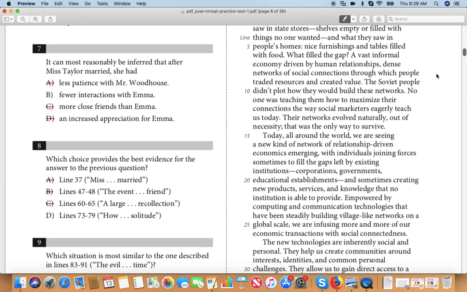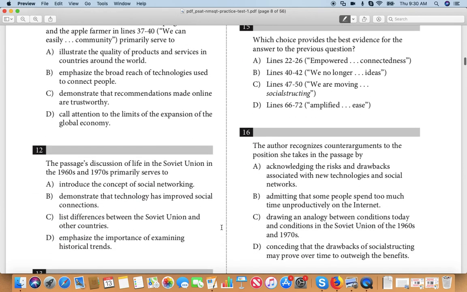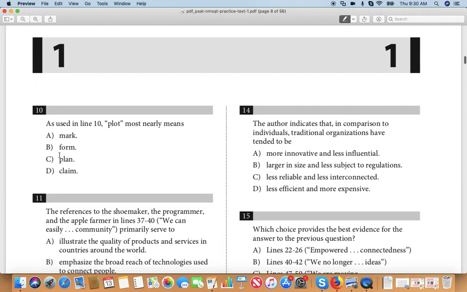Read that whole sentence, beginning with the Soviet people. The Soviet people didn't mark how they would build these networks. How does that sound? It doesn't. To me, I don't think it fits. Yeah, it doesn't sound great. It just doesn't make a lot of sense. I feel pretty comfortable eliminating that. Okay, if we don't know, we'll leave it. But if you're like, that doesn't make much sense to me, then we can pretty comfortably eliminate it.